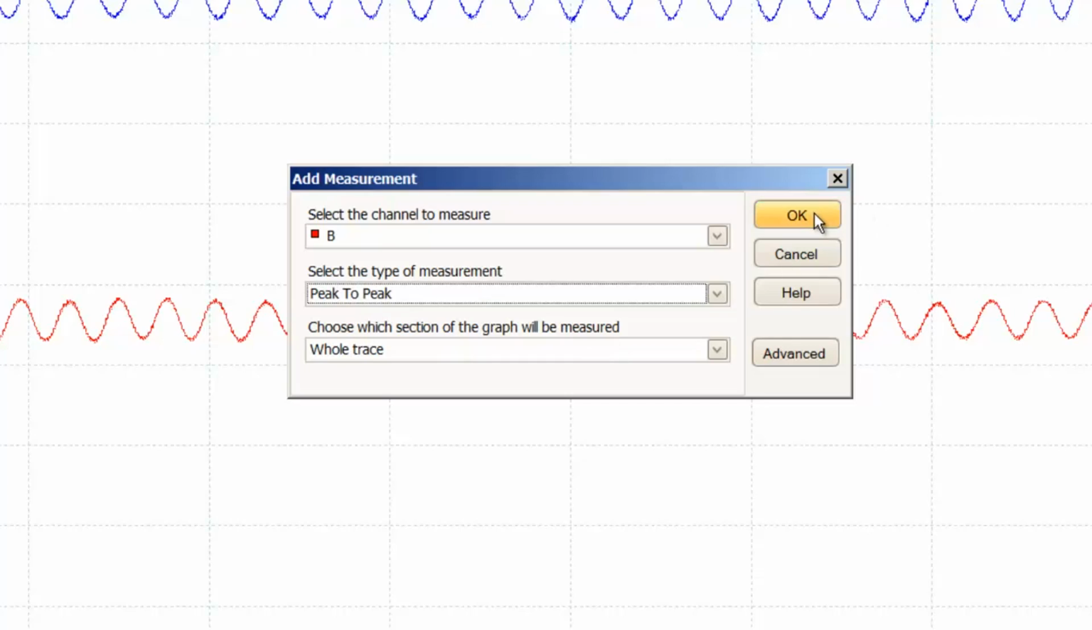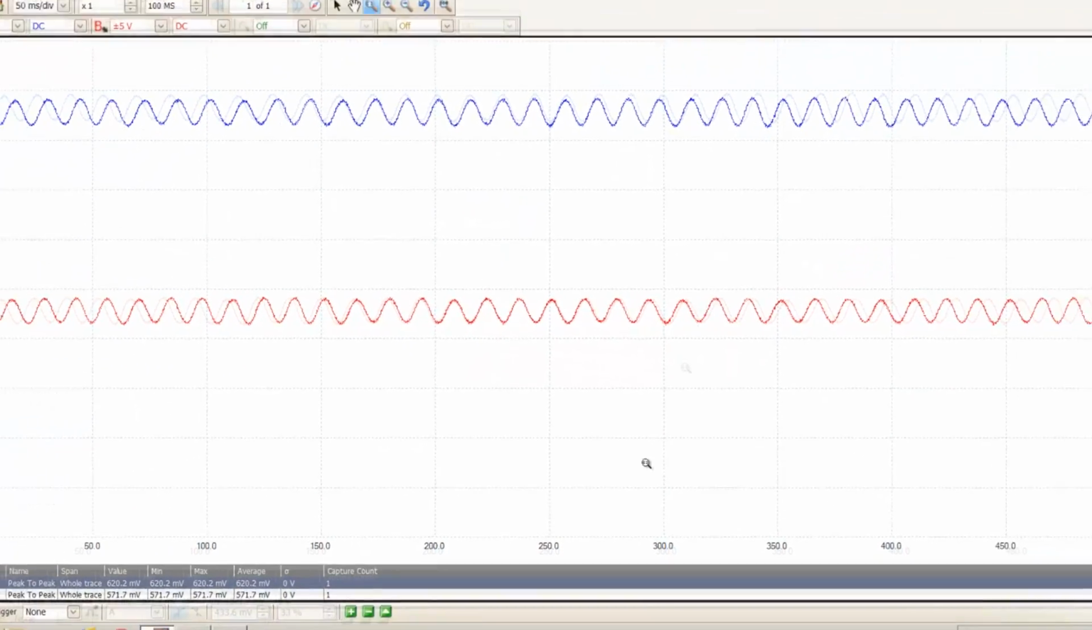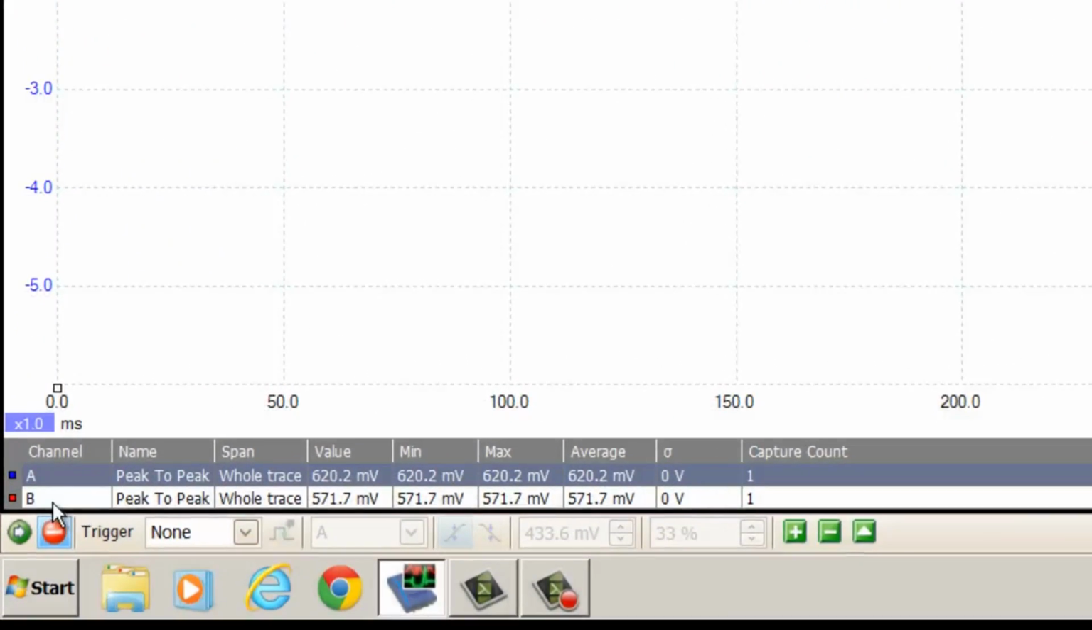Remember we were talking about the voltages there to see if they compared. All right, now look over here at B. It's 571.7 millivolts. Now we're talking about 40 millivolts. And we could actually have a very slight difference in RPM between these two rotors turning.